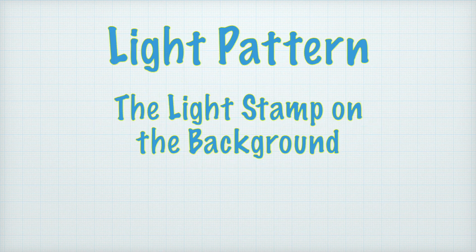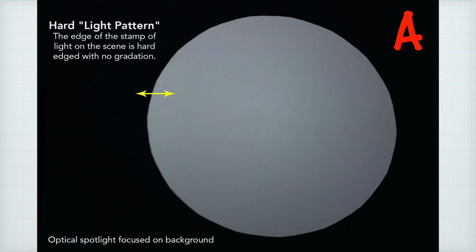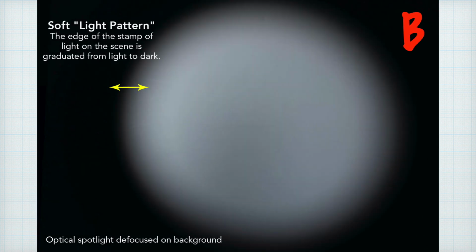Let's start with the light pattern, or the stamp of light on the scene. First, this is the optical spotlight focused on the background. It is obviously a hard light source, and there's no transition from light to shadow, just a hard edge. If I defocus the light on the background, I now get a gradient from the center out to the shadow. The light looks a bit softer, but is it?